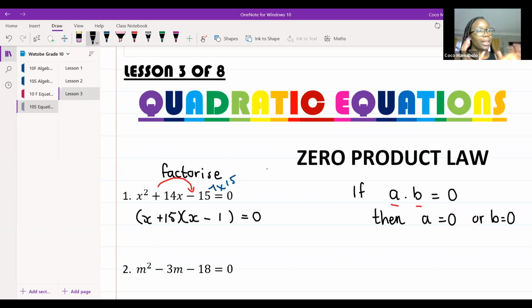And now that I have two brackets multiplied to each other, and that's equal to 0, I know that I can make either one of them 0. X plus 15 is equal to 0, or x minus 1 is equal to 0. But I want x. I'm solving for x. So I'm going to take 15 over to the other side and negative 1 over to the other side.